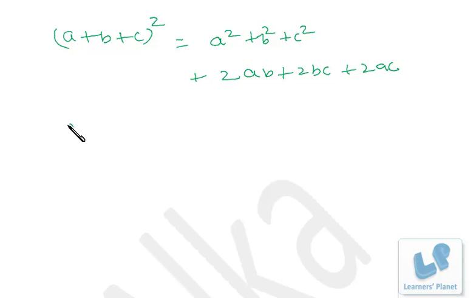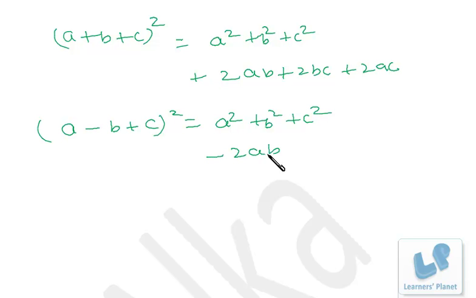Similarly, if you have to write the expansion of say a minus b plus c whole square, the first thing is a square plus b square plus c square, then combination of the 2 terms. So a into minus b, so minus 2ab, then a into c, both of them are positive, so 2ac positive, then b into c, now b is negative, so 2bc will be negative. So this way you can write the expansion of this algebraic term.